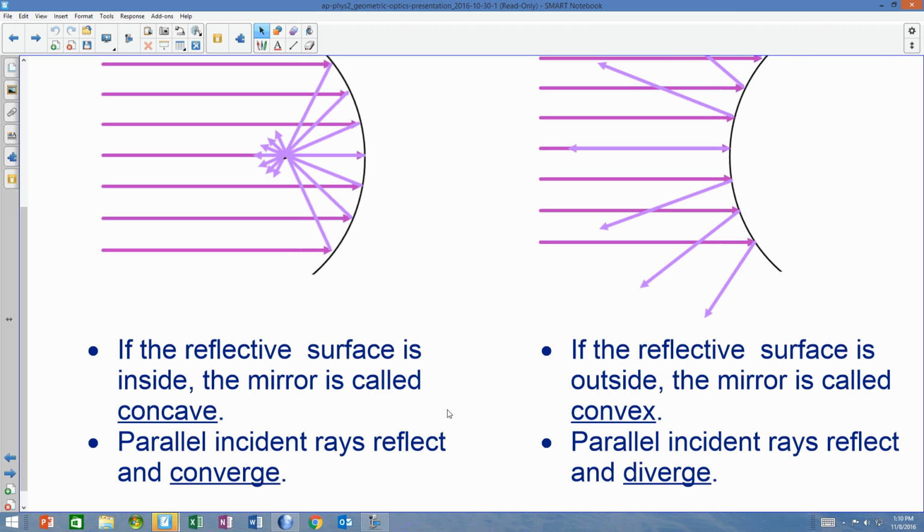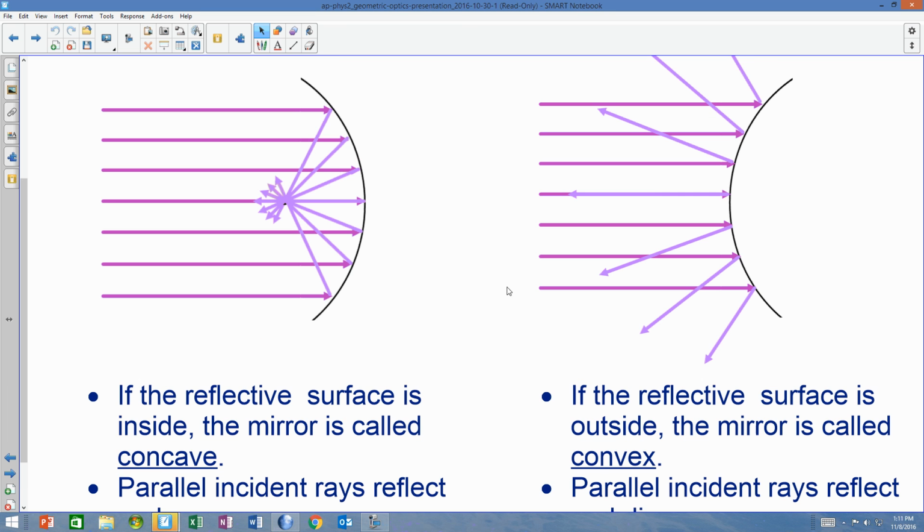Parallel incident rays reflect and converge, as you can see here. We call this a real focal point. That's where the rays come to a focus. The distance between the mirror and that focal point is called the focal length.